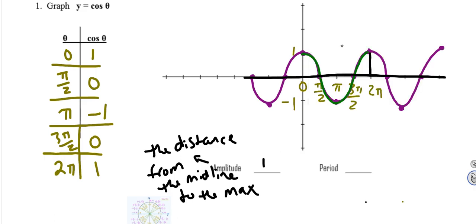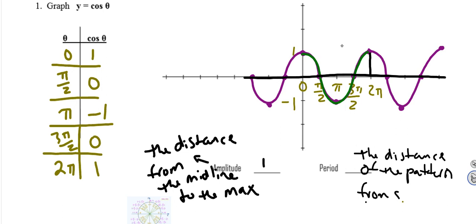Period is, I look at my writing and I was like, how could you even read that? Period is the distance of the pattern from start to finish. And that's not exactly right. It's the start to finish of one pattern. Let's put that: the distance, the pattern from start to finish.